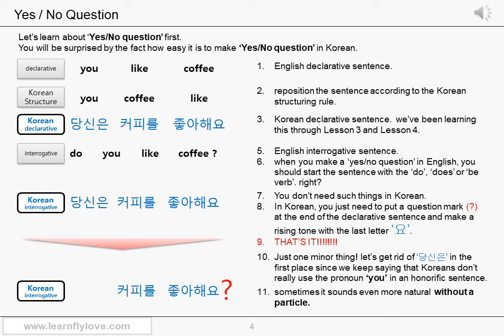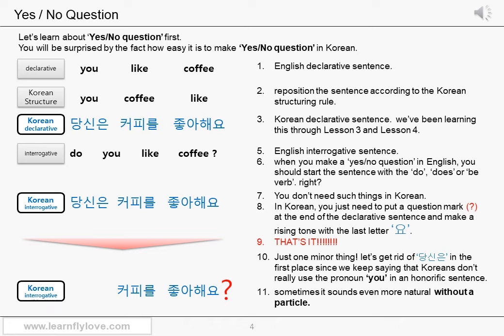Then how do you convert this sentence to a question form in English? Well, originally you bring the verb to the head of the sentence to make it a question form in English, but nowadays you use the auxiliary verb do to make it interrogative. So we say, do you like coffee? You don't need such a thing as an auxiliary verb in Korean to make an interrogative sentence. As we say, you just need to add a question mark at the end of the declarative sentence. Then let's do that to the sentence we are using here now.